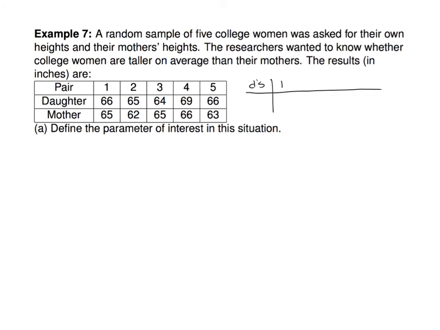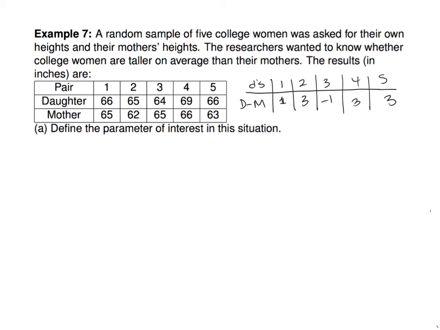For these we're going to do daughter minus mother. So for pair 1, 66 minus 65 is +1. Pair 2, 65 minus 62 is 3. Pair 3, mom is taller. 64 minus 65 is -1. Pair 4, kid's taller by 3 inches. And last one, also kid's taller by 3 inches.